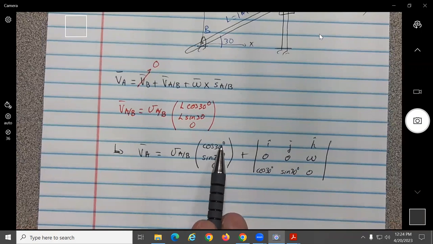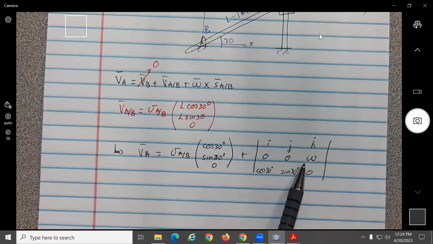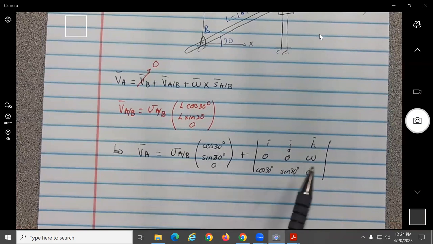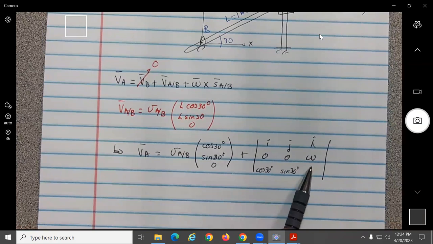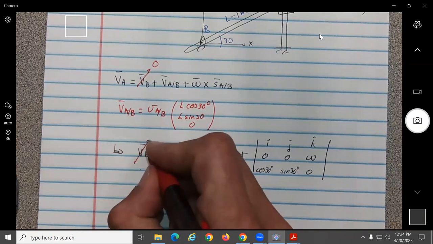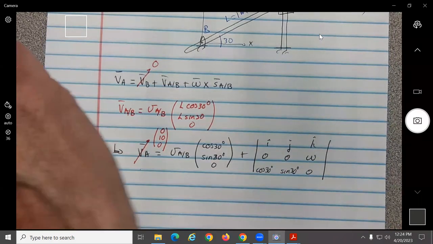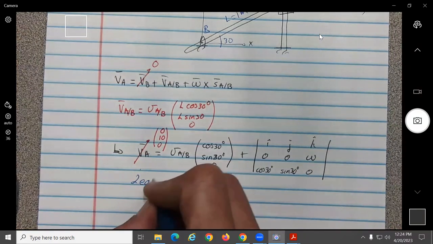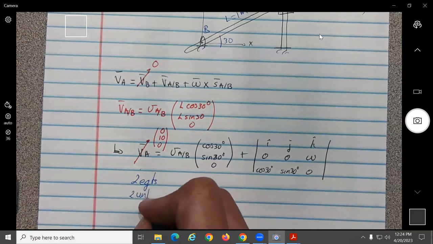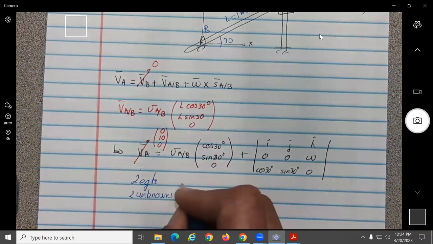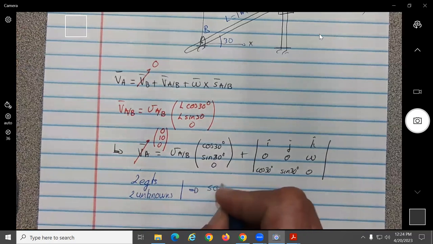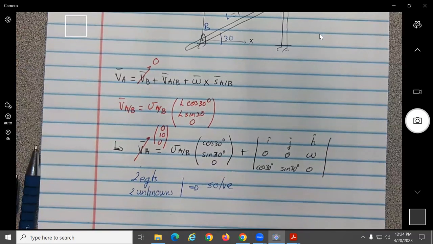I'll let you solve it, but basically now what do you have? How many equations do you have here? One on the X, one on the Y, no? How many unknowns do you have? VAB. But you know VA, so oh, sorry, yeah, I mean VA, you're correct. VA would just be equal to 0, 10, 0, no? So now you have two equations, two unknowns. So what can you do? You solve the system of two equations.